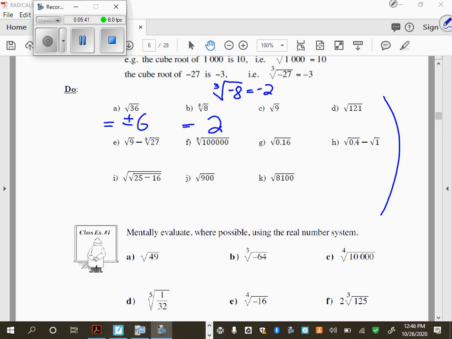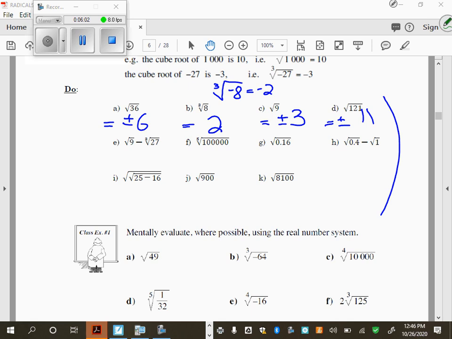All right, let's go. Square root of 9. Now you know the answer is what? Close. Positive negative 3. Two answers. Similarly, positive negative what for D? 11. Good job.